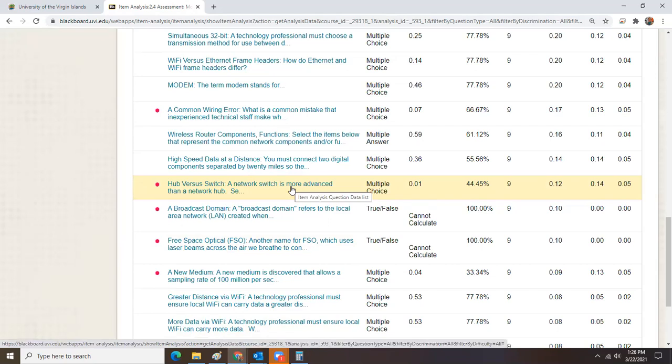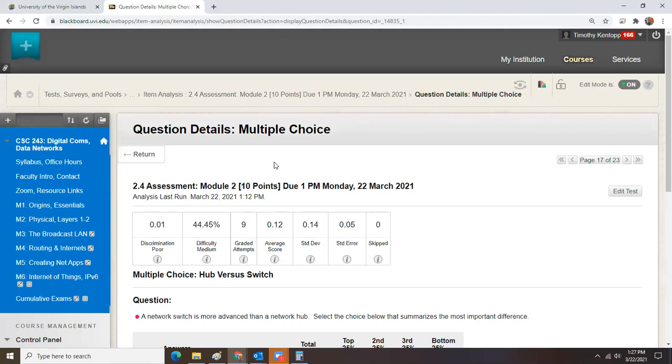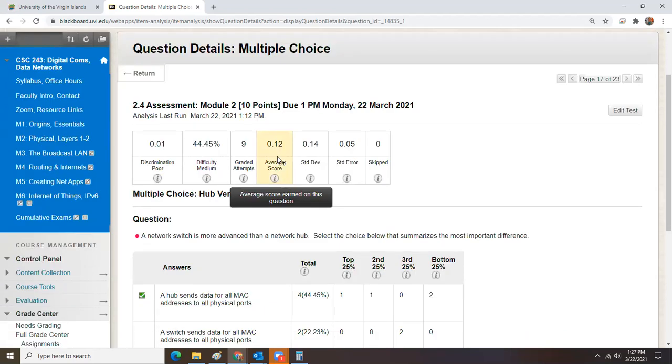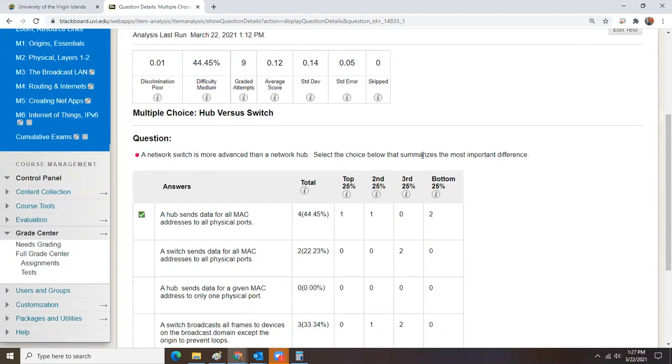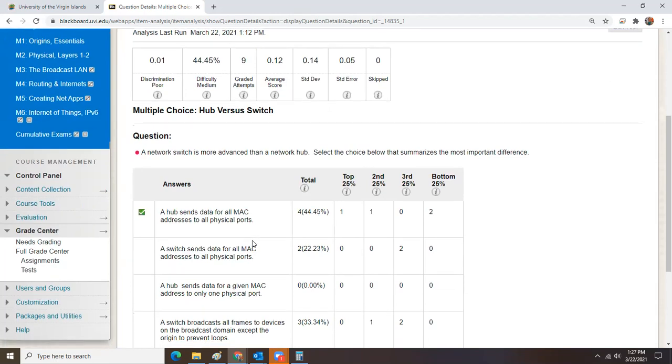Hub versus switch. Now, this is one that took a lot of people by surprise. This is something we should have, or perhaps could have, called out more intentionally in our class. But in the assignment where you had some quick videos to watch, they explain the difference between hubs and switches. Anyway, multiple choice. A network switch is more advanced than a network hub. Select the choice below that summarizes the most important difference.